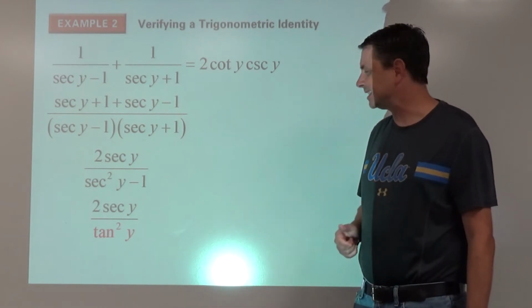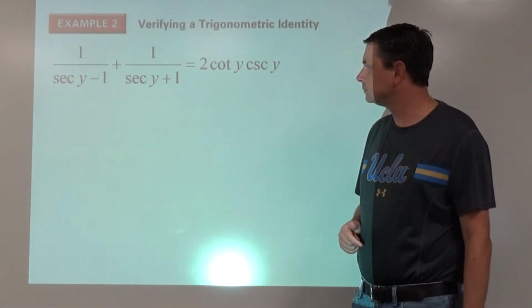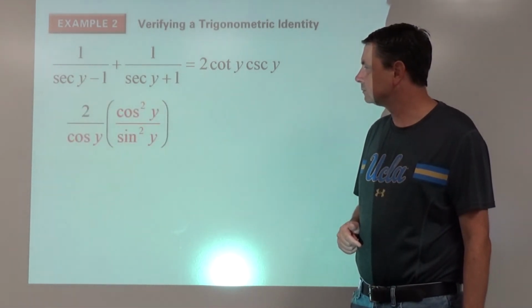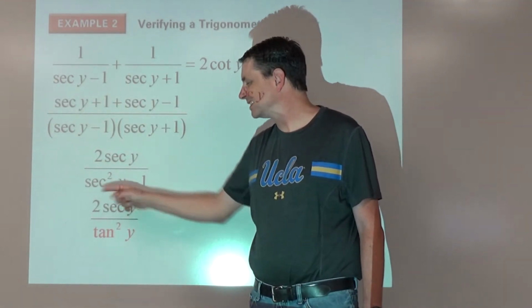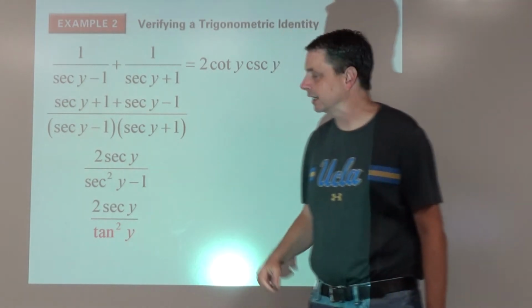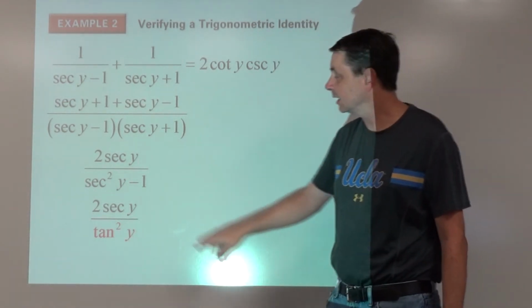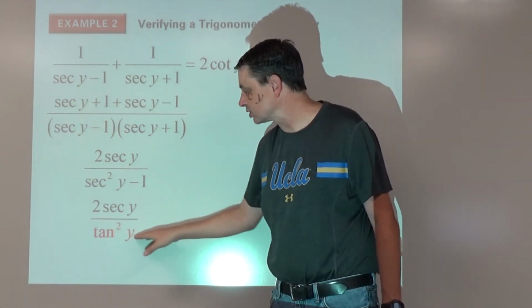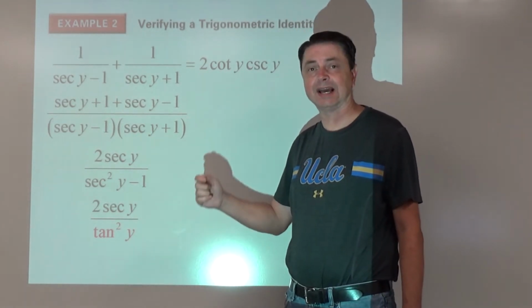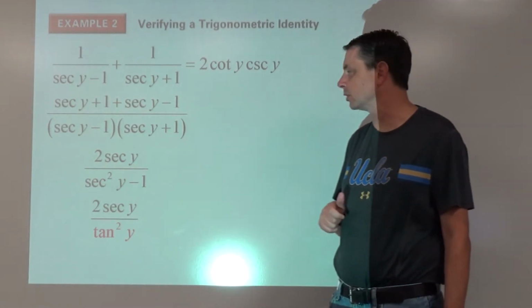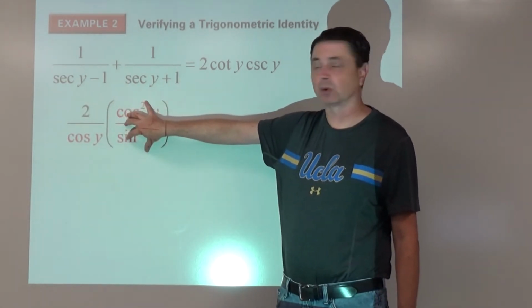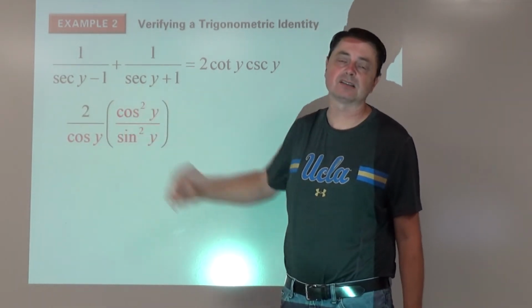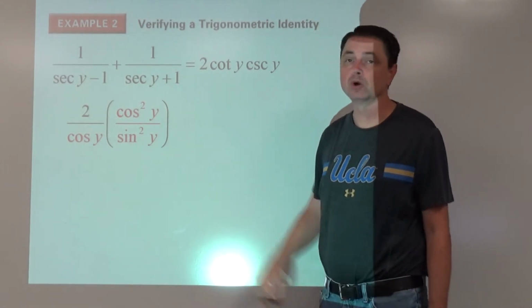So, in our next step, if we do reciprocal here, that sends cosine to the bottom. And then dividing by tangent squared y is the same thing as multiplying by its reciprocal. And that is cotangent squared y, which we've written as the quotient identity.